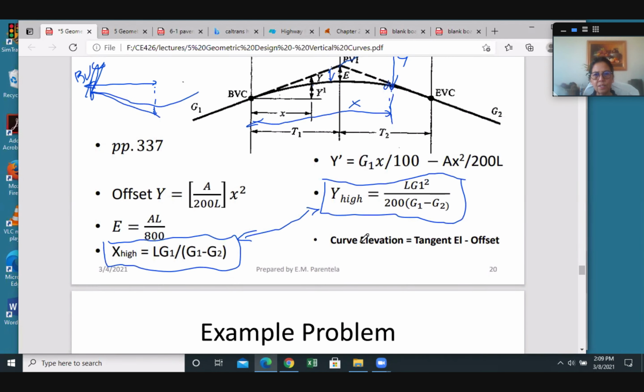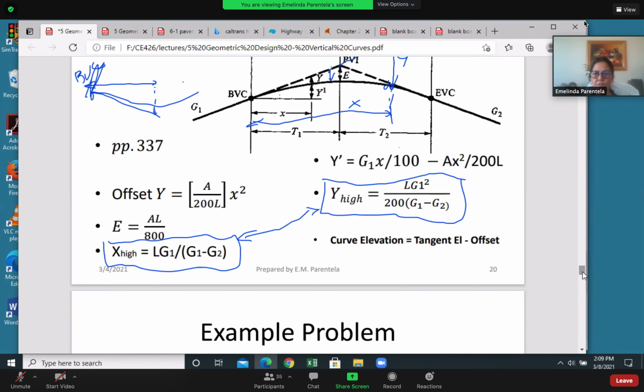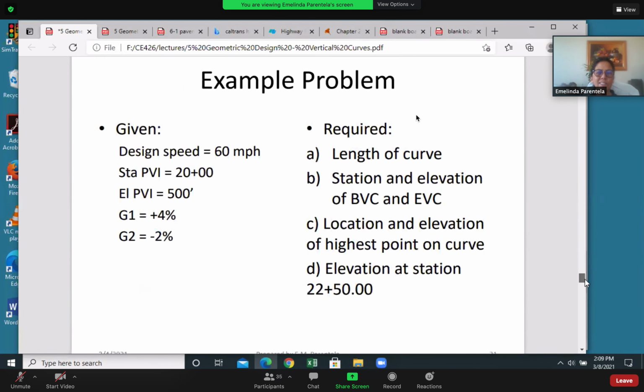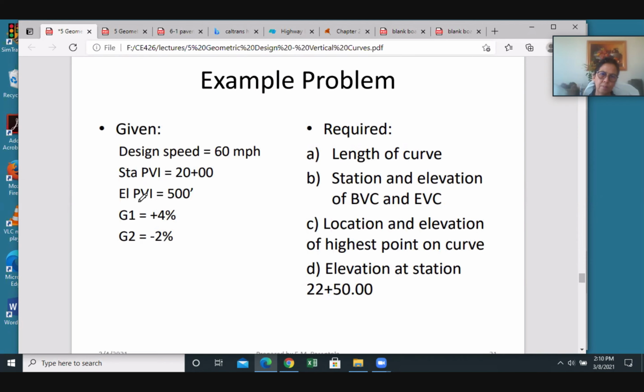So the curve elevation is equal to your tangent elevation minus the offset, which is what we have here, right? So tangent elevation minus the offset. Now let's just take a look at this problem here and see how we can apply that.